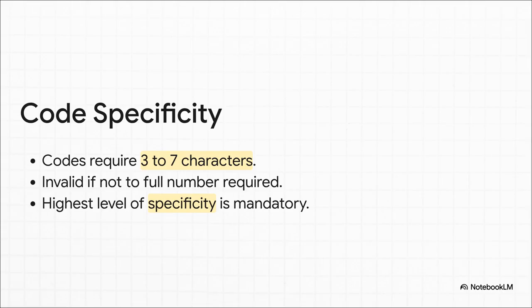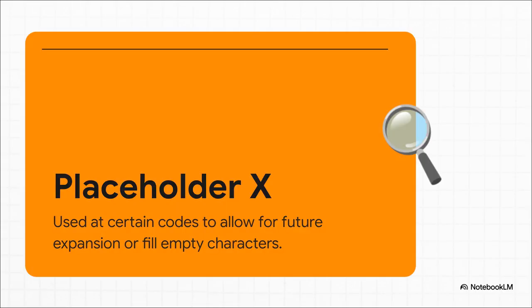Which actually brings us to one of the most fascinating quirks of this entire coding language: the placeholder X. Sometimes, a specific category of codes, like the ones for injuries or poisonings, requires a 7th character to indicate, say, whether this is an initial encounter or a subsequent one. But what if the base code only has 4 or 5 characters? Well, the coder can't just tack that 7th character onto the end. It has to literally sit right there in this 7th position.